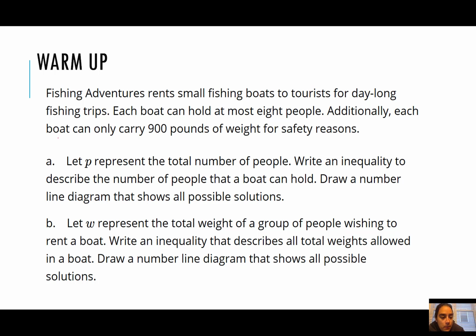Well, if I have 0 people, okay, we know that P can be greater than or equal to that number, okay? But we have to put a limit on the other side. P also has to be less than or equal to 8 because the boat can hold at most 8 people. So if I draw this out using a number line, I want us to think about something. People are individuals. You can't have a half a person.